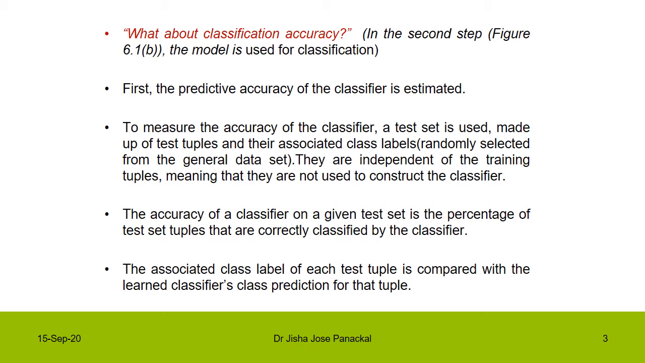The accuracy of a classifier on a given test set is the percentage of the test set tuples that are correctly classified by the classifier. So the accuracy is calculated as the percentage of test tuples that are correctly classified by this particular classifier model. The associated class label of each test tuple is compared with the learned classifier's class prediction for that tuple.